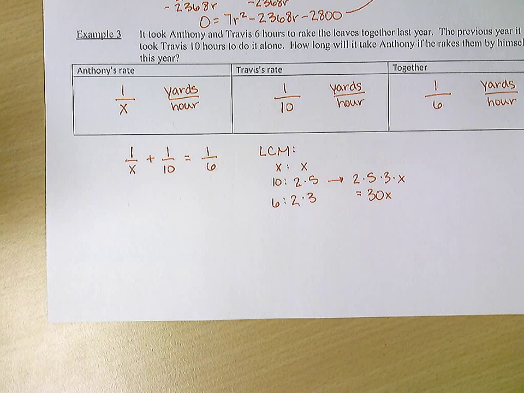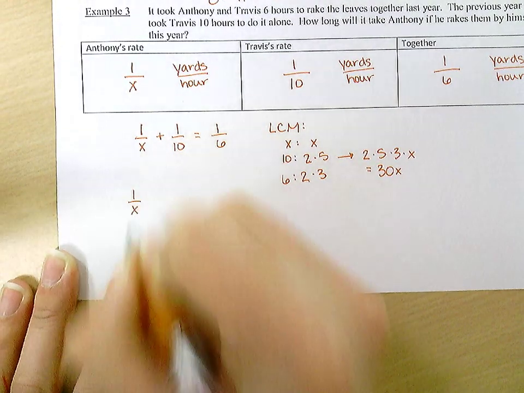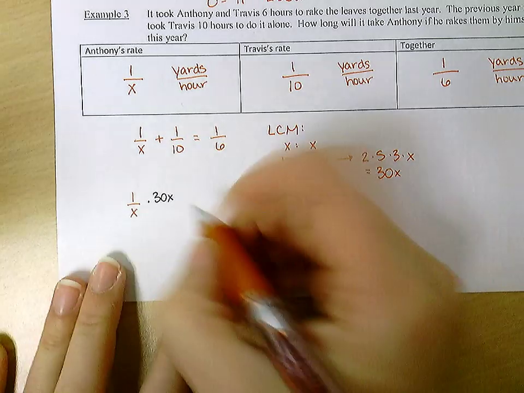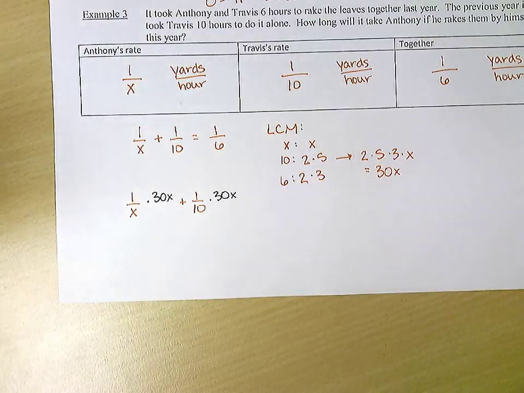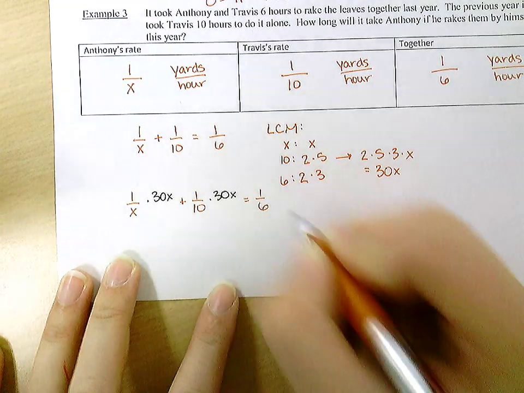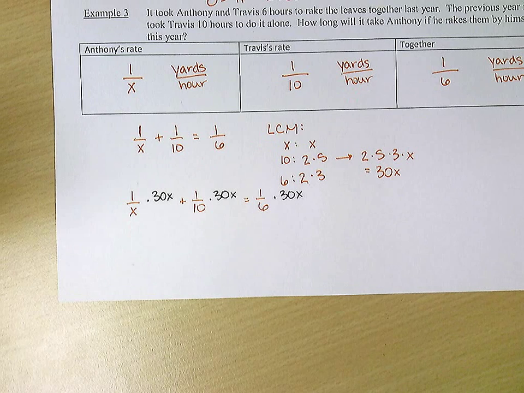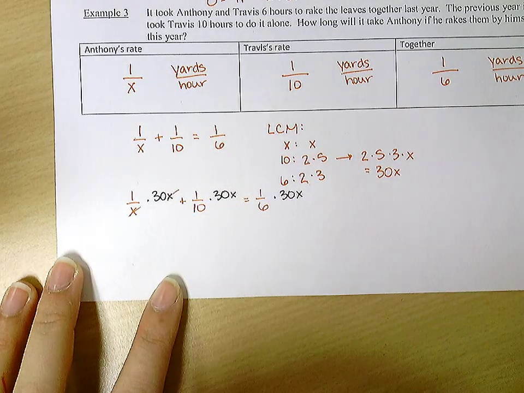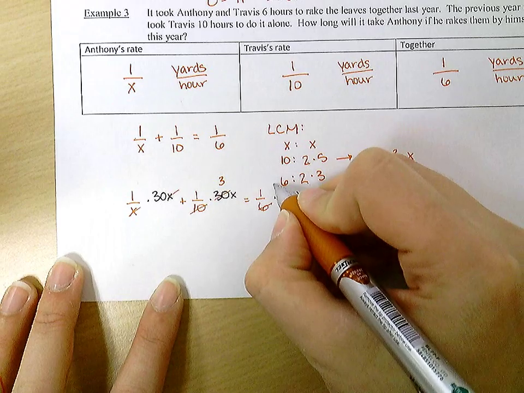Now with that 30x, you need to multiply it into each fraction like we've been doing. So with our first fraction, we have 1 over x, multiply by 30x. 1/10, multiply by 30x. And 1/6, multiply by 30x. And again, I multiply by that LCM so that I can cancel out those denominators. So I have x over x. 30 divided by 10 is 3. And 30 divided by 6 is 5.